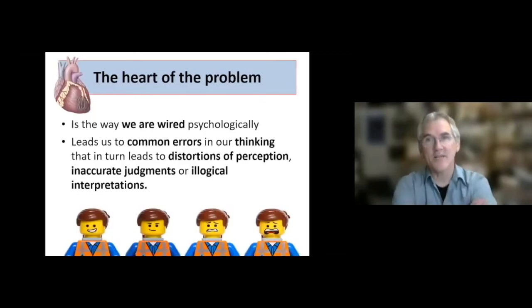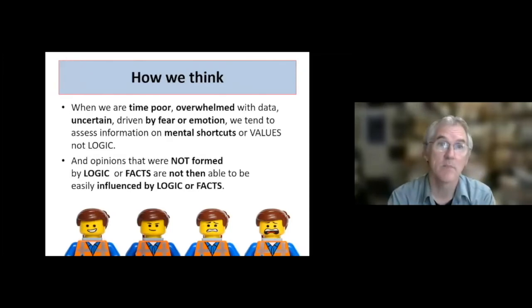So what's the heart of the problem? Well, the heart of the problem is actually the way we are wired psychologically. It leads us to common errors in our thinking that in turn lead us to distortions of perception, inaccurate judgments, or illogical interpretations. When we are time poor, overwhelmed with data, uncertain, driven by fear or emotion, we tend to assess information on mental shortcuts or our values, not logic. And as I said before, opinions that were not formed by logical facts are not then able to be influenced by logic or facts.